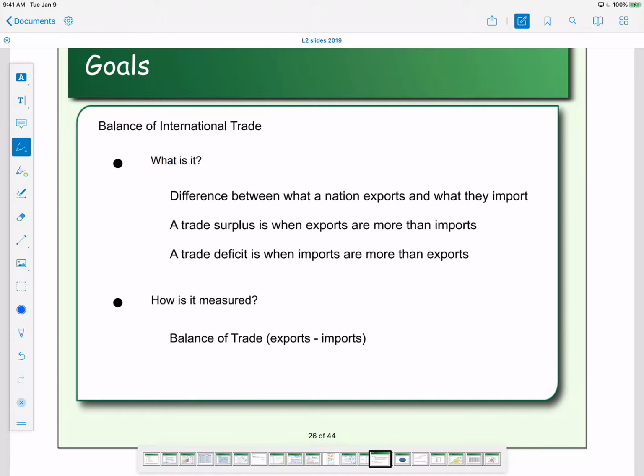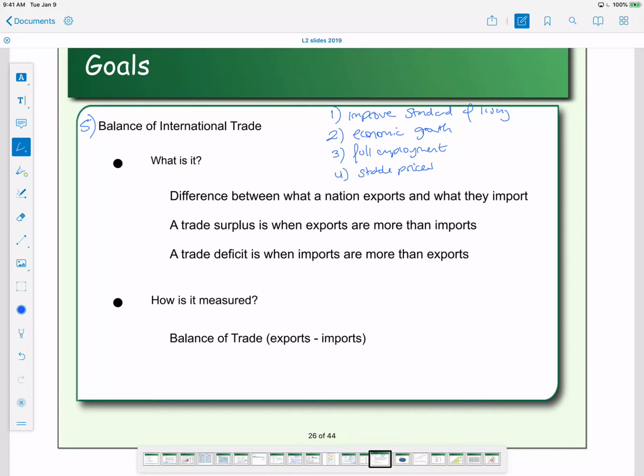So we're looking at the 7 goals that your economy might have. And so we looked at the first one, which was improving the standard of living. Our second goal was economic growth. Our third one was full employment. Our fourth goal was stable prices. Okay, and we're now on to our fifth goal, which is the balance of international trade.